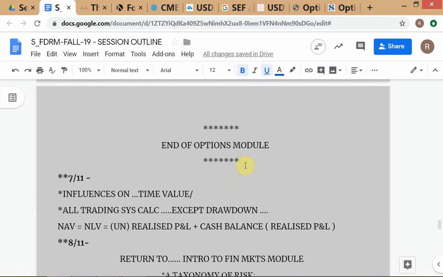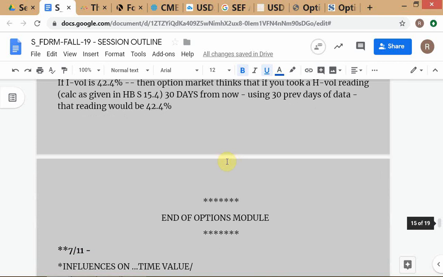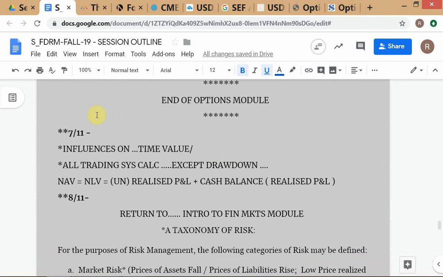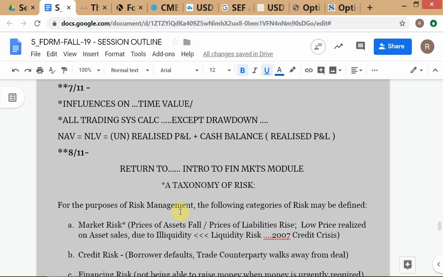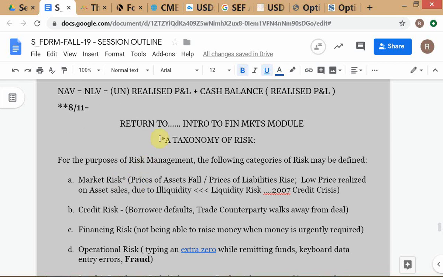Okay, so now, as we said, the options module is over. We had that discussion yesterday as well on market makers. So now option market making, end of options module. We are moving back into the financial markets module. We covered a little bit yesterday, and we did a lot of revision on trading. There were a lot of very good questions on trading system calculation, which we dealt with. So today we are coming back into the introduction to financial markets module.